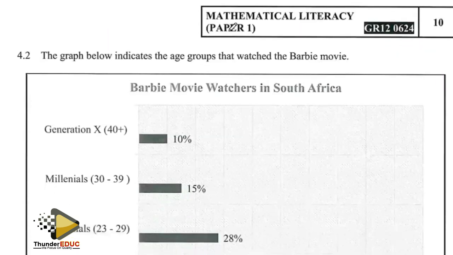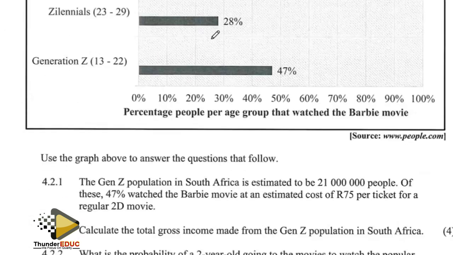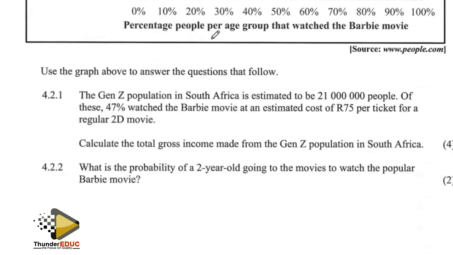Question 4.2. The graph below indicates the age groups that watched the Rugby movie. We have 40 plus, 30 to 39, 23 to 29, 13 to 22. The population in South Africa is estimated to be 21 million people. Of these, 47% watched the Rugby movie at an estimated cost of 75 per ticket for a regular 2D movie. Calculate the total gross income made. So now take note. How many watched? 47% of 21 million.